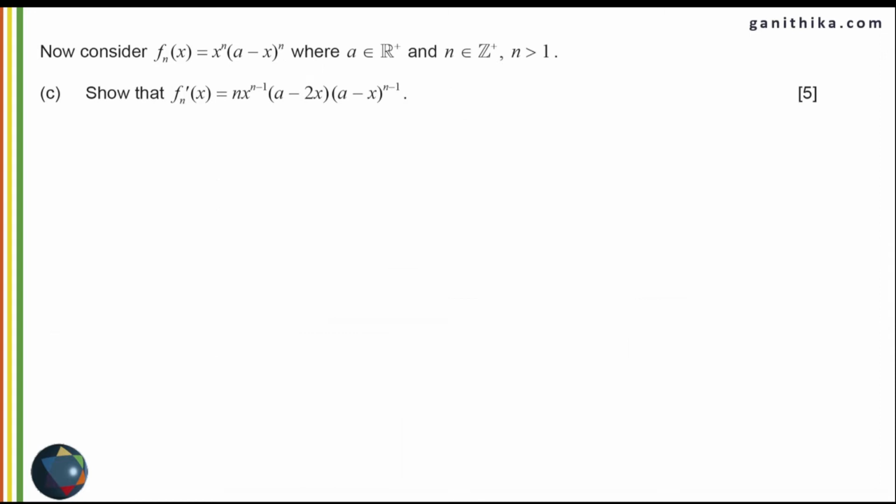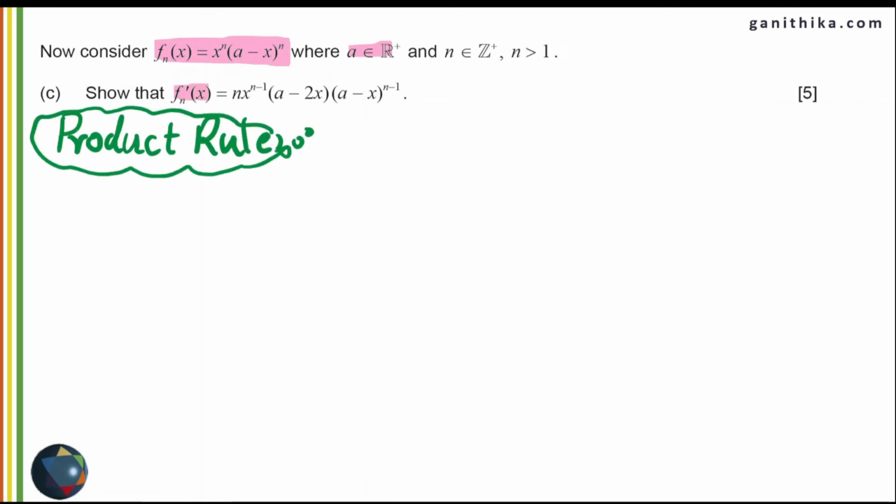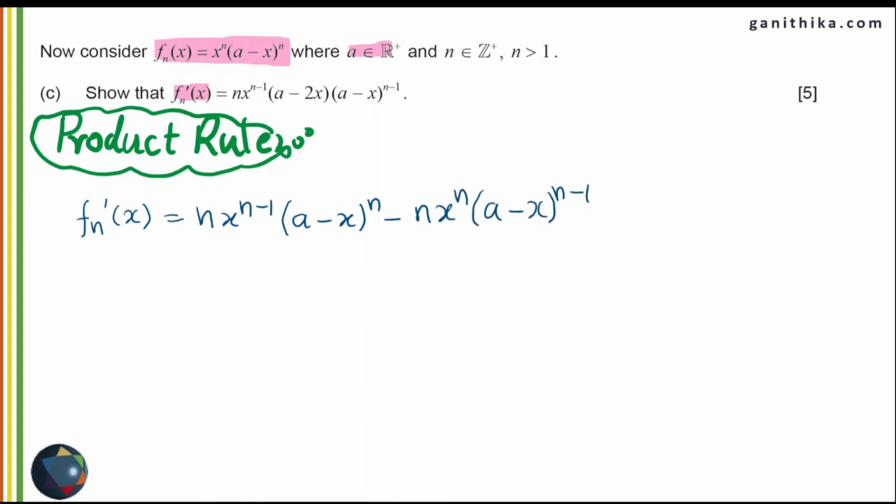Question C is asking you to find the derivative of the given function for positive real values of a and positive integer values of n. So for finding the derivative of fn of x, you need to use the product rule here. So using the product rule, you can find the derivative of fn of x. Pause the video here, write down the derivative of x to the power n times (a minus x) the whole power n now, and then continue with the video. So this is the expression for the derivative of fn of x using the product rule.